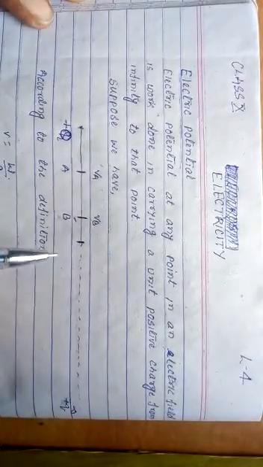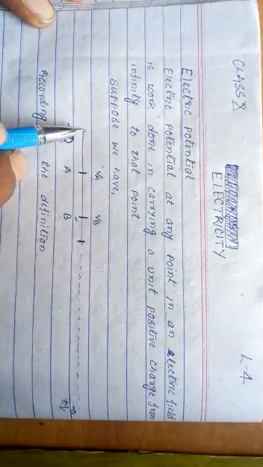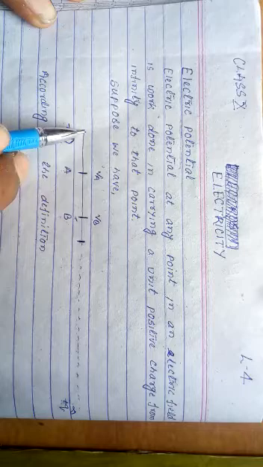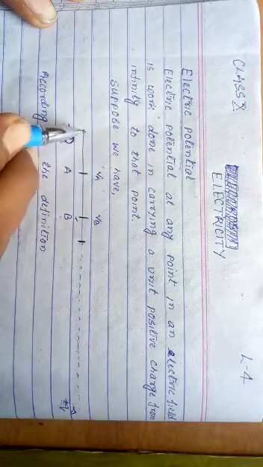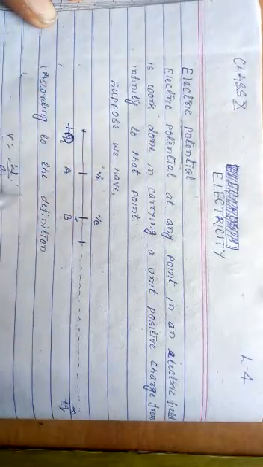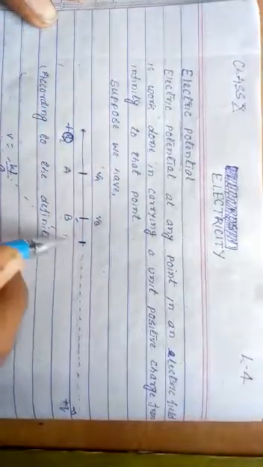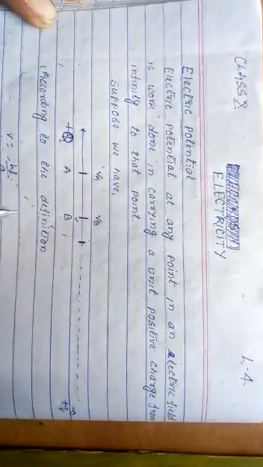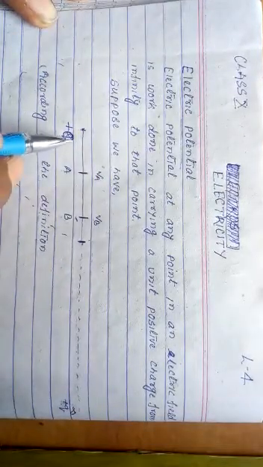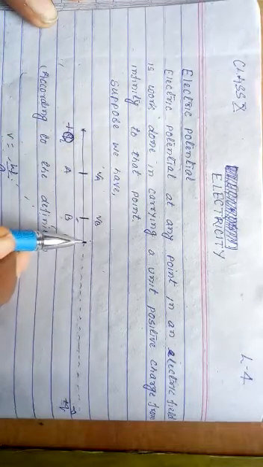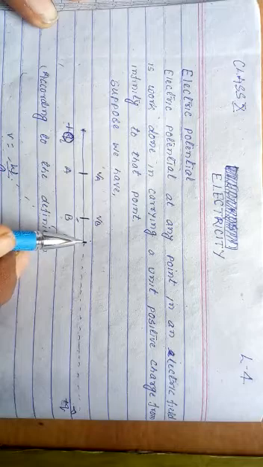What is an electric field? The electric field is the region around the electric charge. Suppose that here a plus q charge is kept, then in the region around it, the force of attraction or repulsion can be experienced. In the electric field, the force of attraction or repulsion will be experienced. So now we will discuss the electric potential.